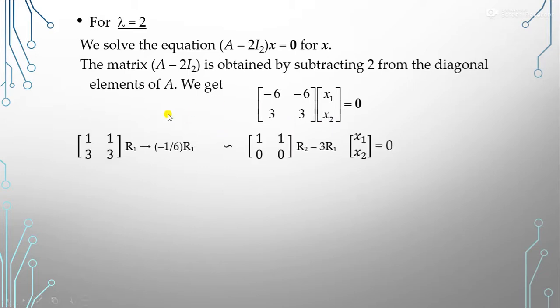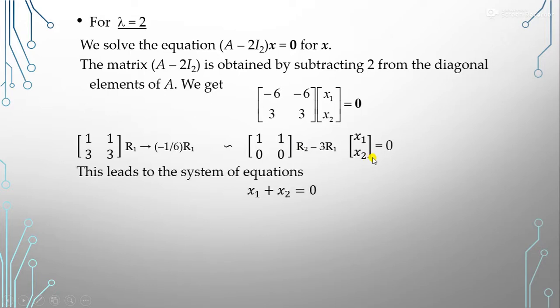First, we can use row operations, meaning to make a 1. So we use R1 and divide it by minus 6, R1 over minus 6, and we will get this matrix. After that, we can reduce the other row, so we can use R2 minus 3 R1, and we get this row becoming 0.